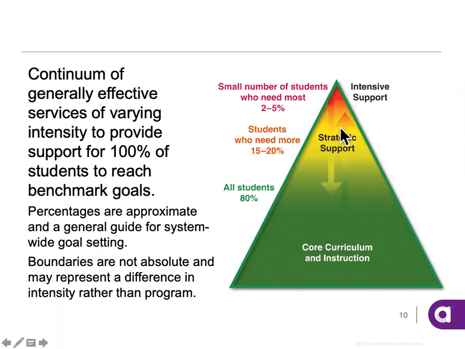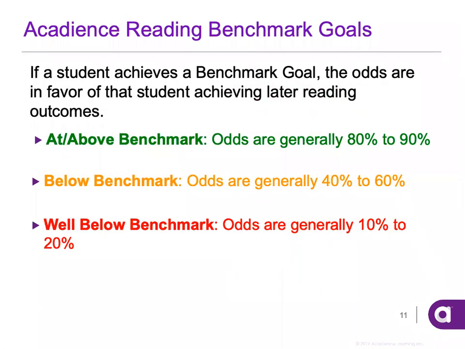So one of the common misunderstandings about this 3-tier model is related to the percentages of students that you see out to the left-hand side here. One of the misunderstandings, I think, comes from not fully understanding the concept of a benchmark goal. So this presentation is using Acadience Reading as the example. And when it comes to Acadience Reading benchmark goals, it's important to keep in mind that they are created based on the lowest score today that puts the odds in the student's favor of being a skilled reader in the future.